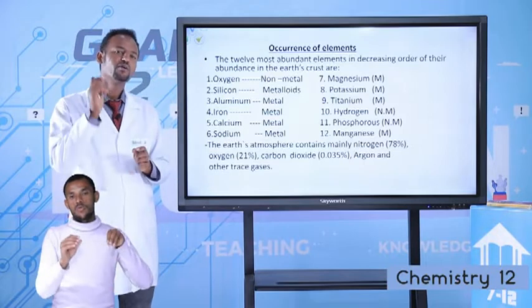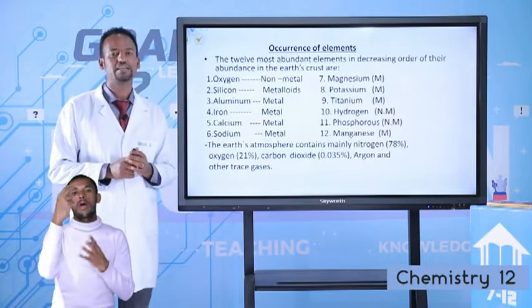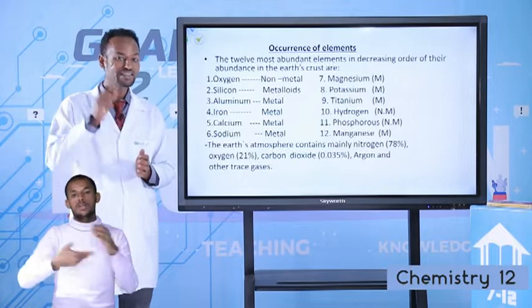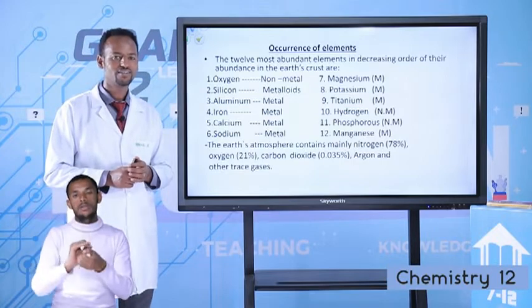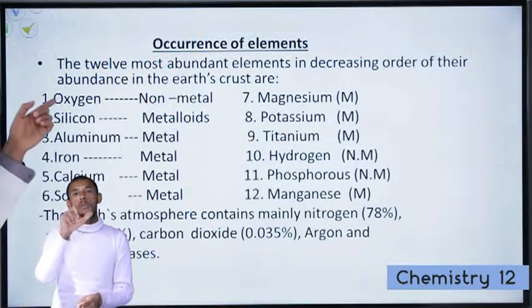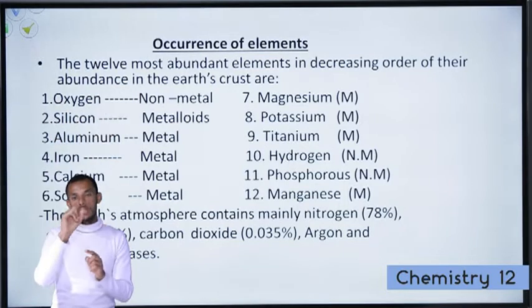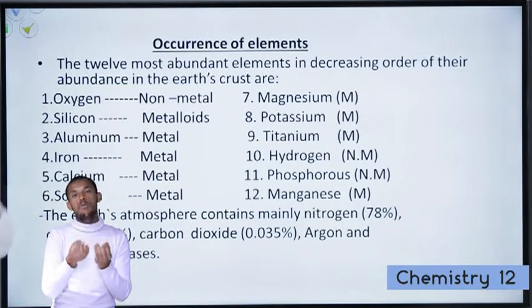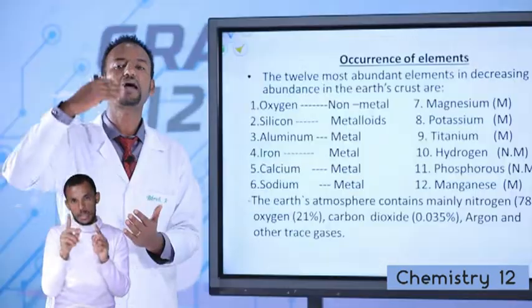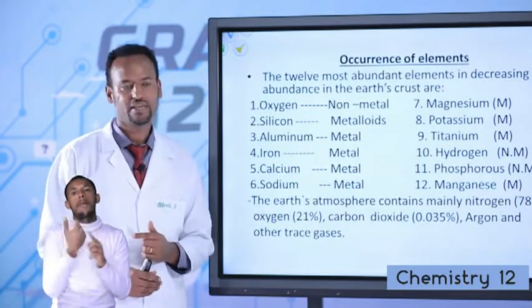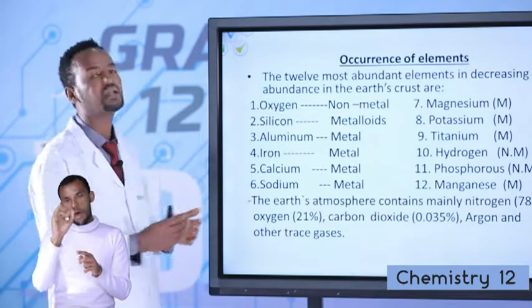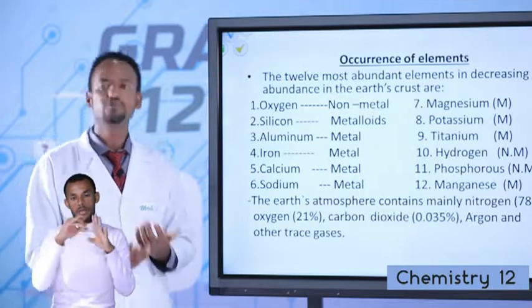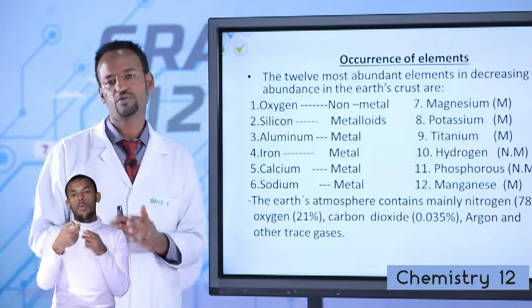Students, what is the most abundant metallic element in the Earth's crust? Yes? Thank you. The answer is aluminium, because oxygen is non-metal, silicon is metalloid, aluminium is metal, therefore aluminium is the third most abundant element in the Earth's crust, but the most abundant metallic element is aluminium. The second most abundant metallic element is iron, then calcium, and so on. This is the abundance of elements in the Earth's crust. In the atmosphere, the dominant one is nitrogen, 78%.